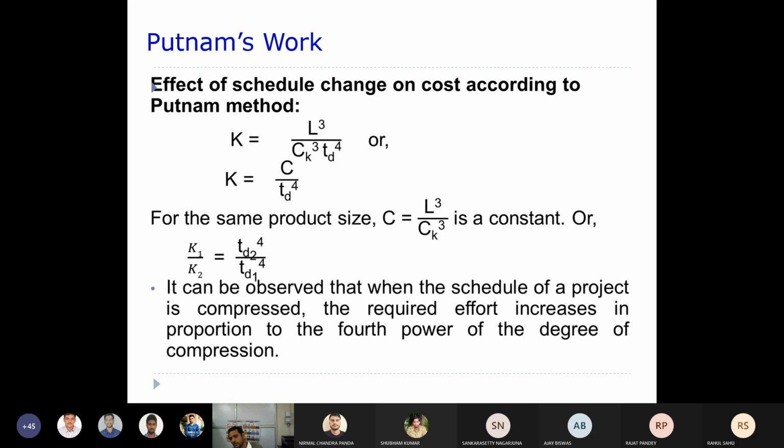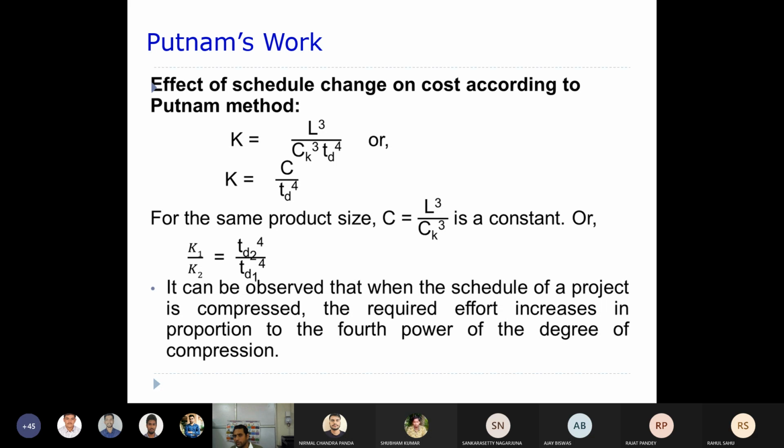That means you halve the development time. When you halve the development time, what is happening? Previously you required only 100 person-months in order to complete that project within 1 year. Today there is a requirement that we want that particular project within 6 months. That means the duration is halved.